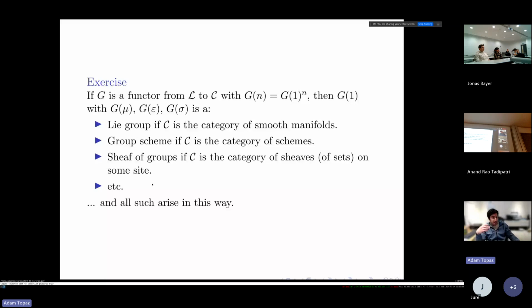And conversely, any internal group object in a category with products arises in this way. So in some sense, what this category L does is it gives us a uniform way of talking about group objects in arbitrary categories with products, just by looking at product preserving functors out of this category L. Are there any questions about these exercises?